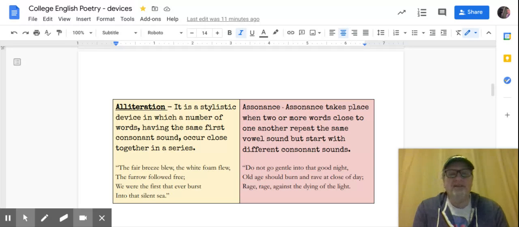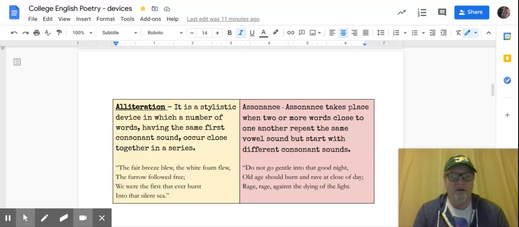The other one, assonance. Assonance takes place when two or more words close to one another repeat the same vowel sound, but start with different consonant sounds. Do not go gentle into that good night. Old age should burn and rave at the close of day. Rage, rage against the dying of the light. That long A vowel sound.